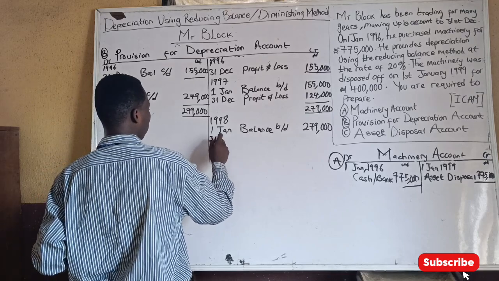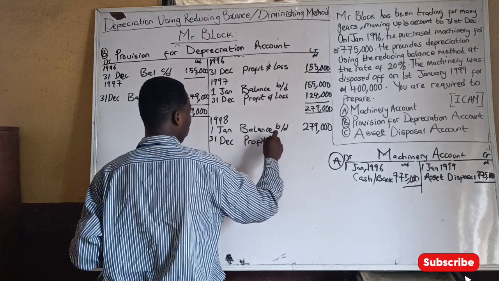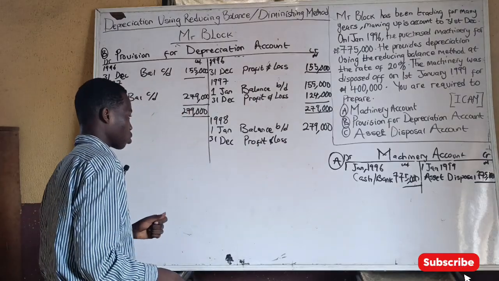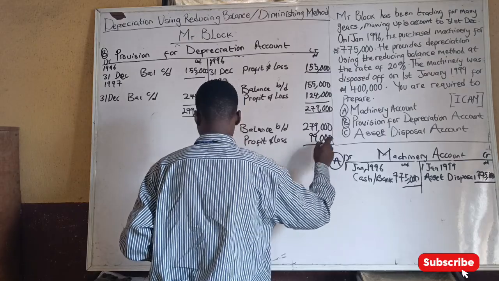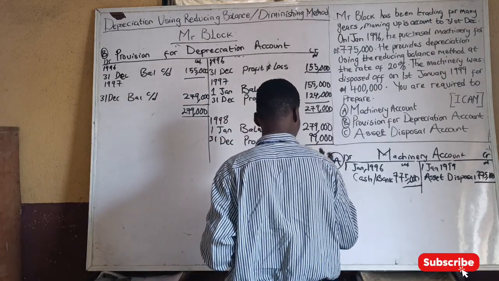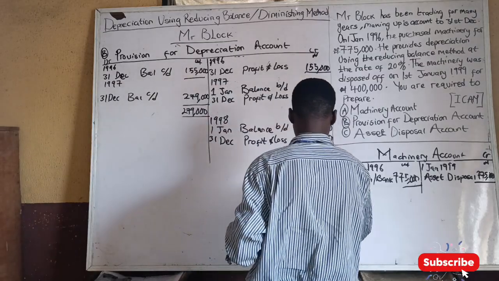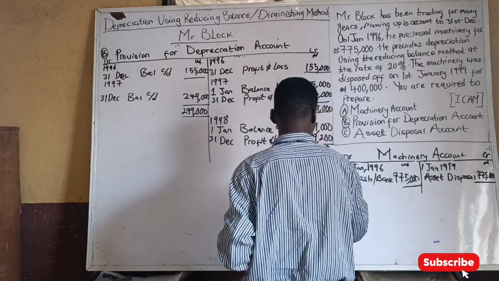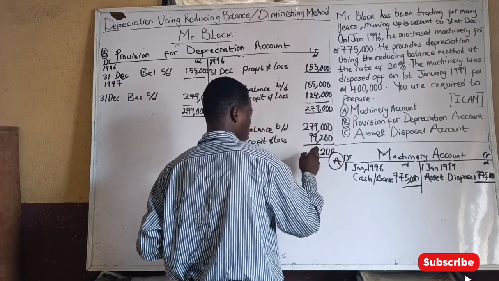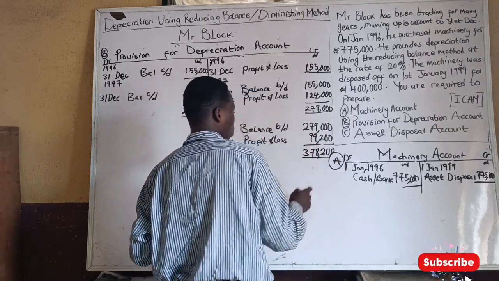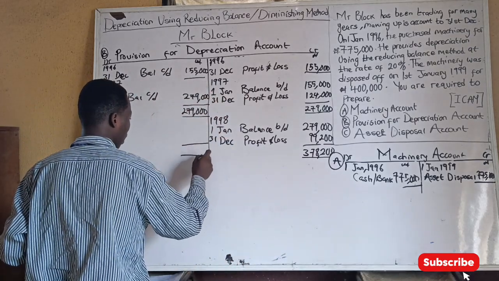So at the end of year 1998, the amount we charged for depreciation was 99,000. So 31st December, profit and loss account. So we charge 99,000 naira. Now adding all this, sorry, it is 99,200, not 99,000 naira. So adding this together, we have 378,200.